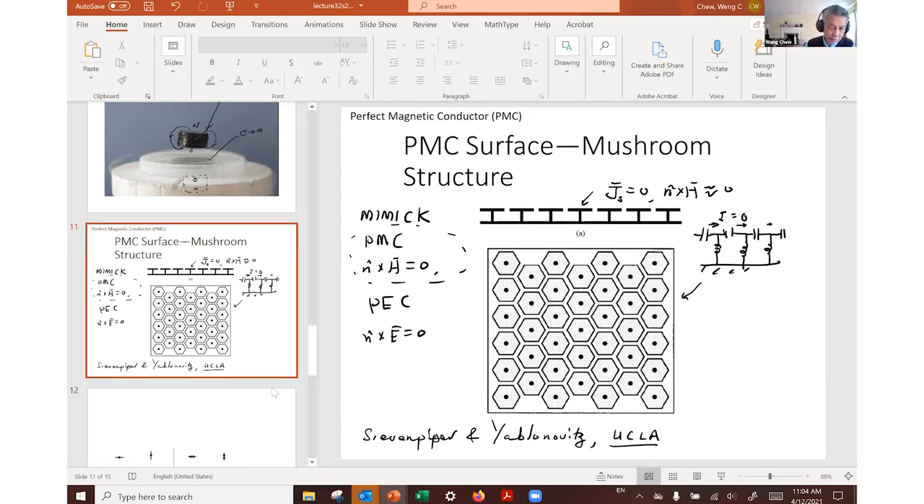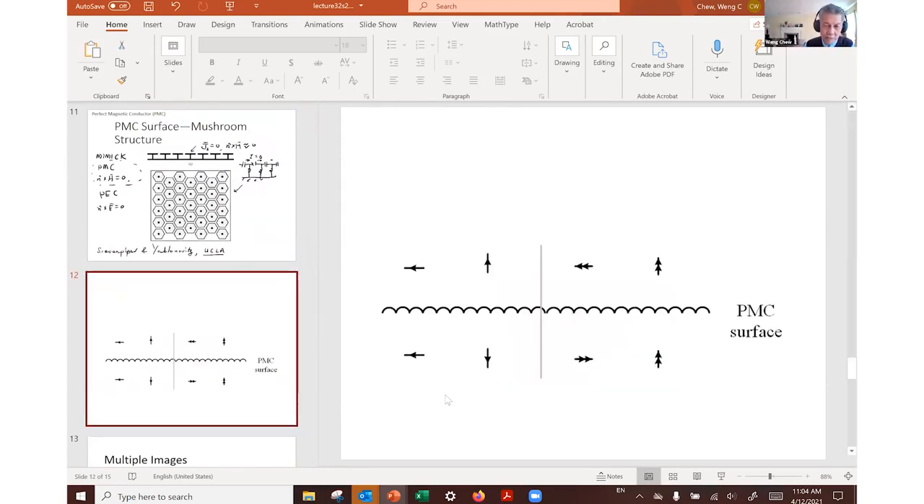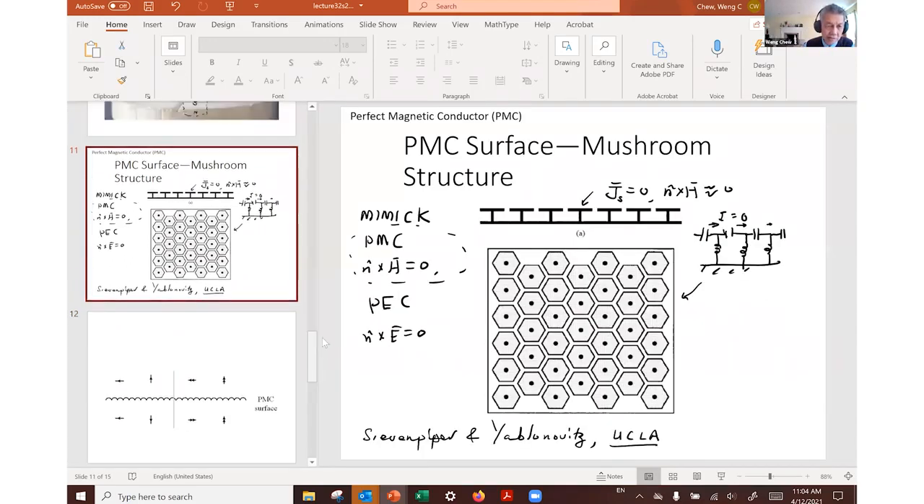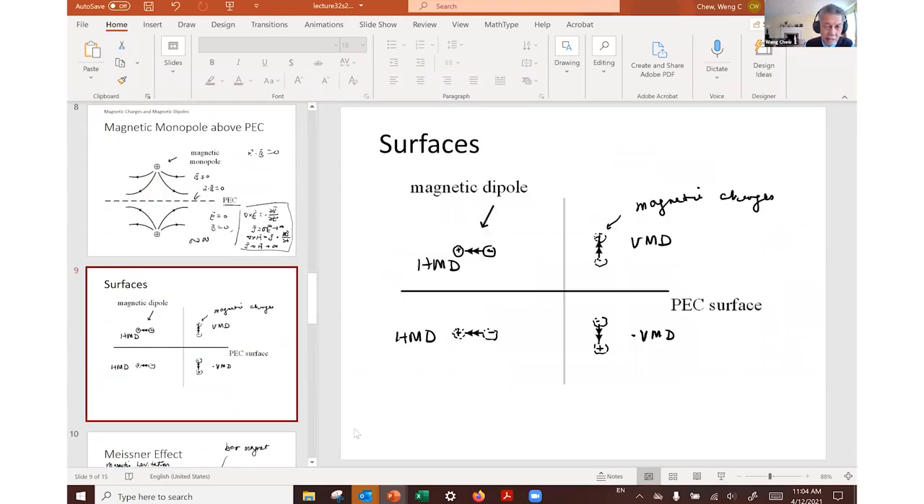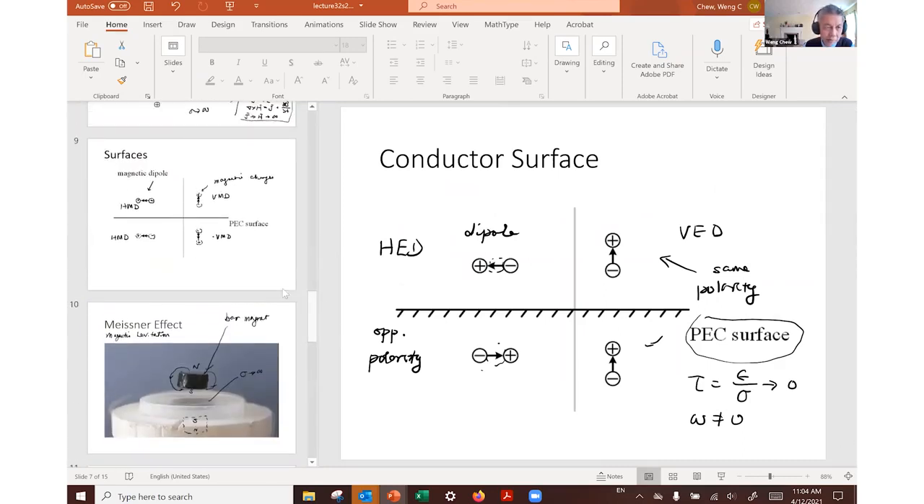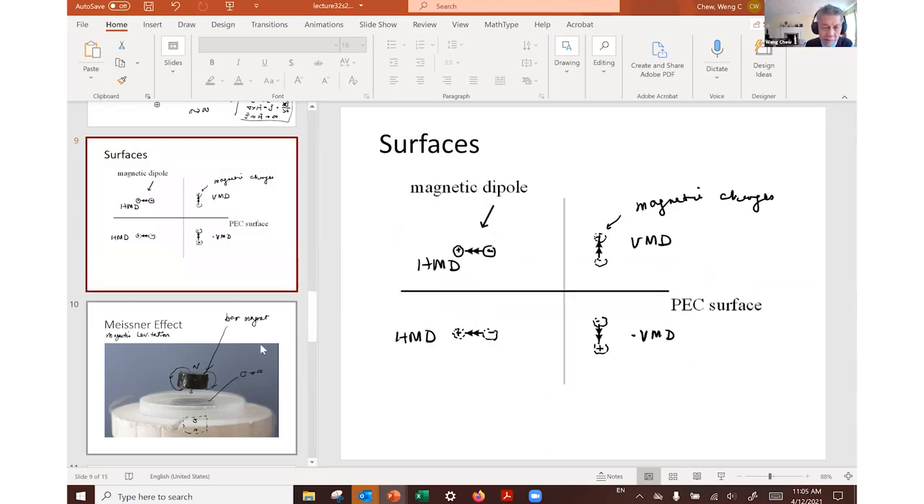If no questions, then let's go to the image theorem for PMC surfaces. We have so far talked about PEC surfaces, and we figured out how to reflect images on the PEC surface by using the simple image theorem. And we also did that for electric dipoles as well as magnetic dipoles, which is what we have here. Electric dipole, and then we have magnetic dipoles.